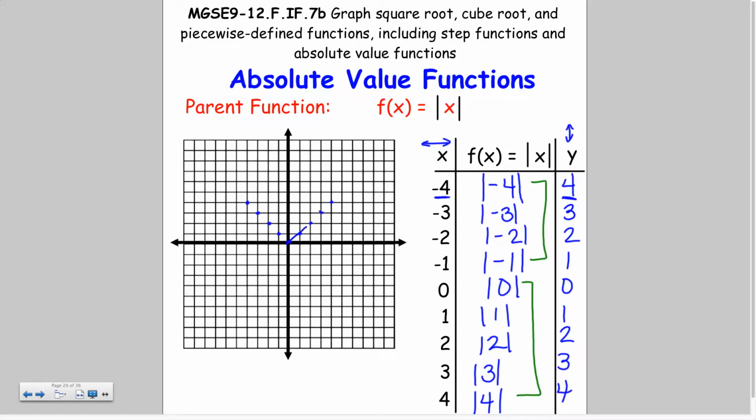Now, go ahead and sketch your graph. And these will go on forever. So go ahead and put your arrows at the end. And there you go. Now, I want you to look at this. Anytime you draw an absolute function, or you graph an absolute function, it is going to be in the shape of a V. Okay? All right, next page.